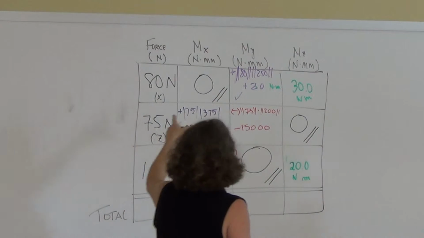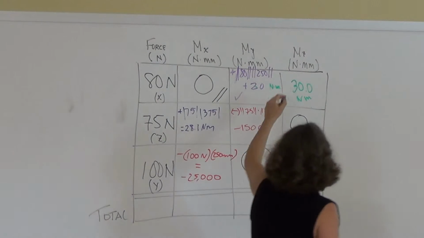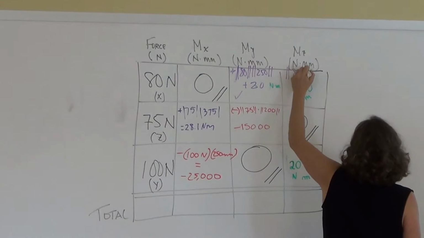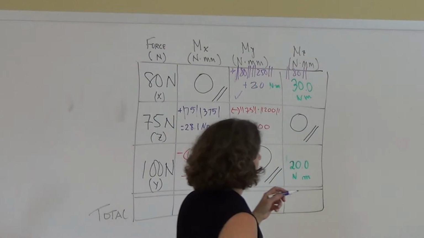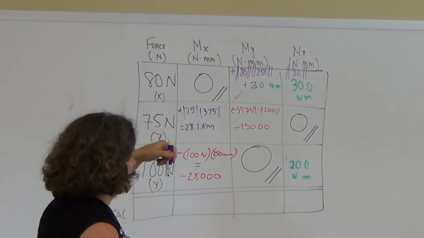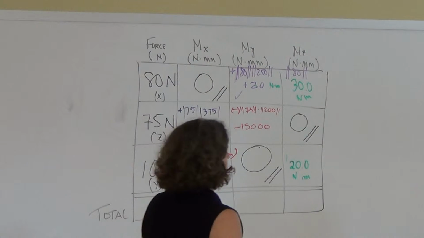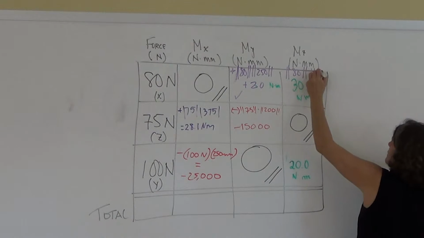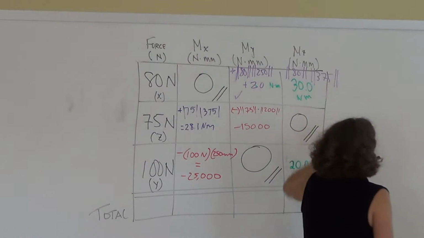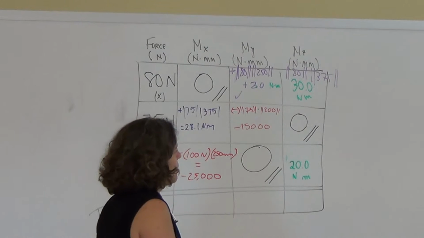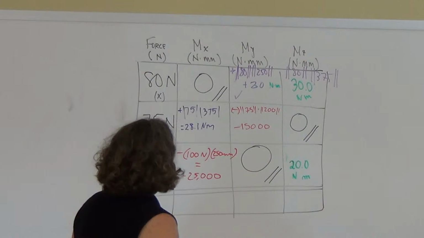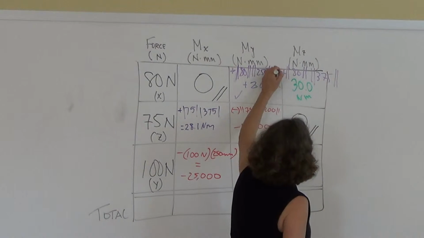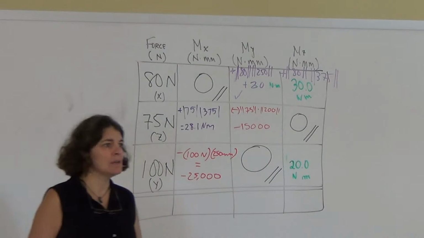Okay, let's try the next one. So 80, the absolute value of 80, and now we're trying to figure out the spin about the z-axis. So the perpendicular distance would be what? If we're trying to find the spin about the z, the force is in the x, the distance has to be in the y. It's got to be 375. And does it create a positive or a negative spin? Positive. So what's 80 times 375? Is it 30? Okay, great.